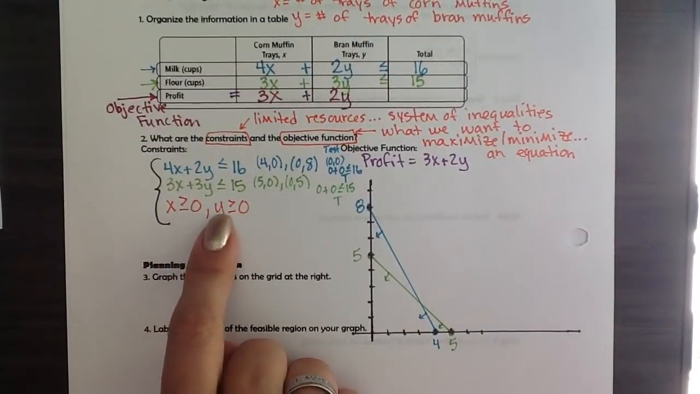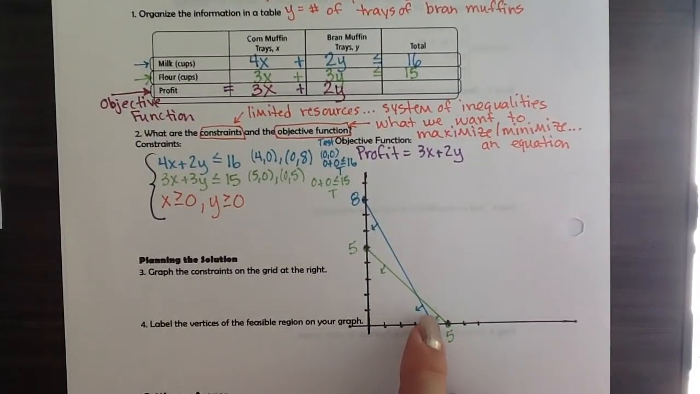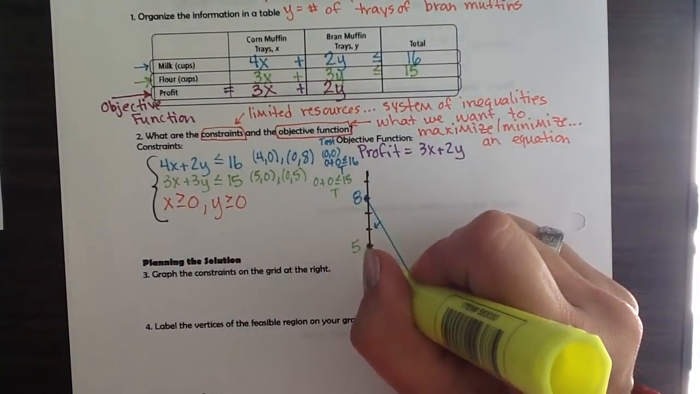Remember that these two inequalities just mean I'm in the first quadrant, so there's nothing to graph. And then we shade only the overlap, so only where it would be below the green and the blue, which is going to be this little shape in here.